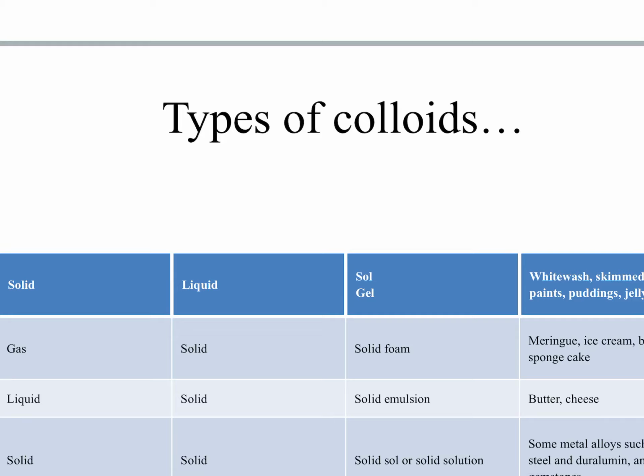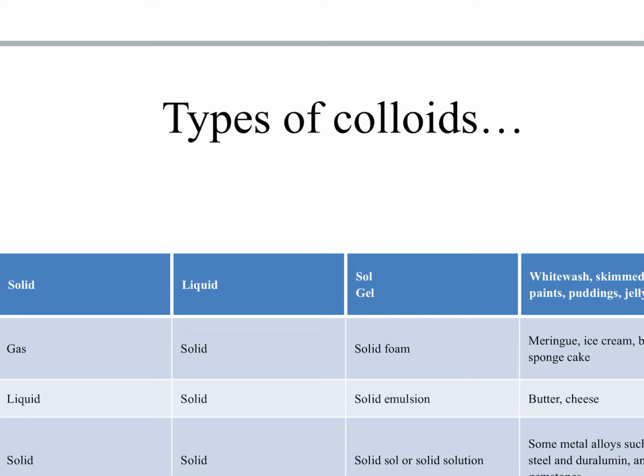Gas in the solid, that phase is called solid foam. Ice cream and sponge cake are examples of gas in the solid. Liquid in the solid is called solid emulsion. Butter and cheese are examples of solid emulsions.